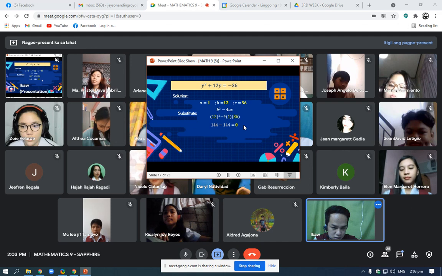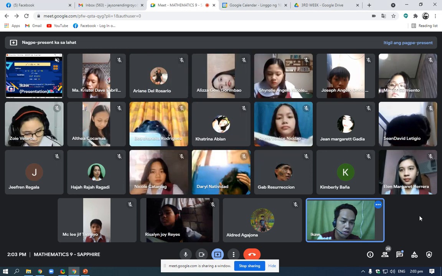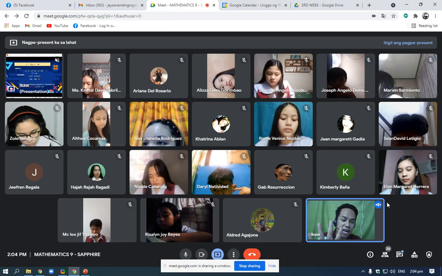So, therefore, since the value of the discriminant is equal to 0, the quadratic has one real solution or a double root. Tama? A double root. Ibig sabihin, isa lang ang value, isa lang ang number, but it could be positive or negative. Nakuha? At paano natin malalaman yung roots ng quadratic equation? Using the four methods. Tama? Yung 4 methods in order to solve quadratic equation. Malinaw? Malinaw po ba? Okay.